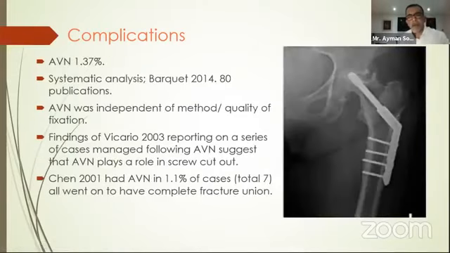You can have an occult infection where the only way to pick up the infection is deep samples through revision surgery. You could have AVN. AVN is not very common in trochanteric fractures. This is not like the neck of femur fractures. And it doesn't seem to be dependent on your choice of method of fixation. It's more dependent on how the patient sustained this injury.